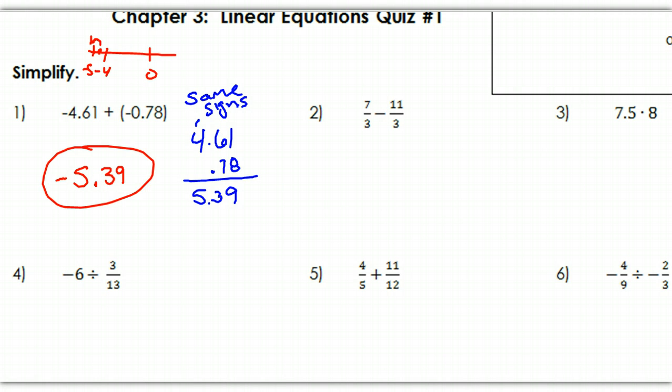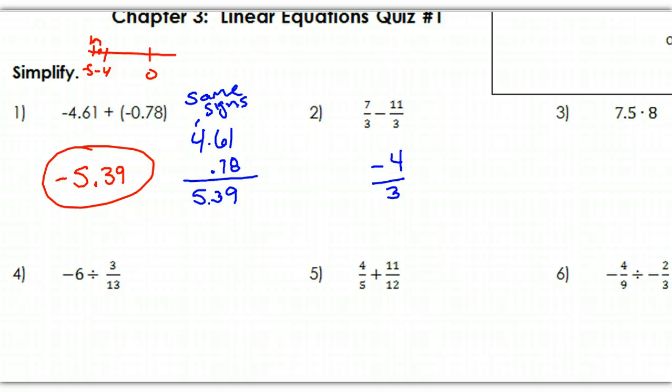In number 2, we have to subtract fractions, and here we have a common denominator, so we can subtract the numerators. 7 take away 11. 7 minus 11 is into the negatives. It's negative 4 over 3. And that's the final answer.